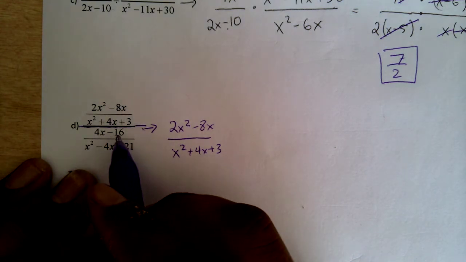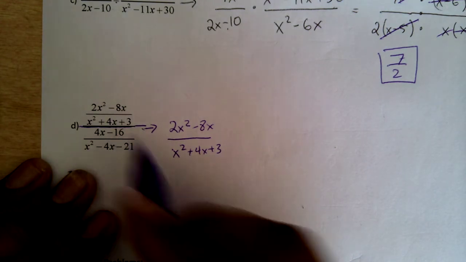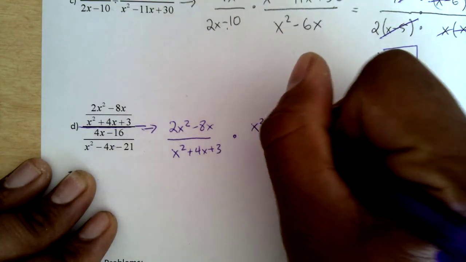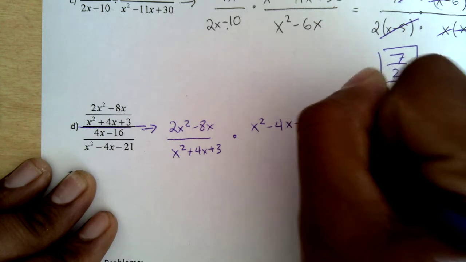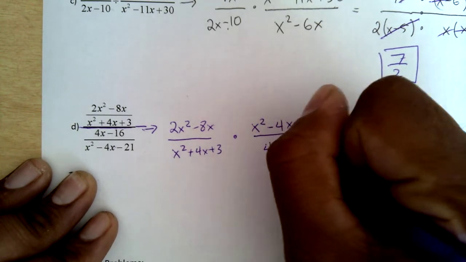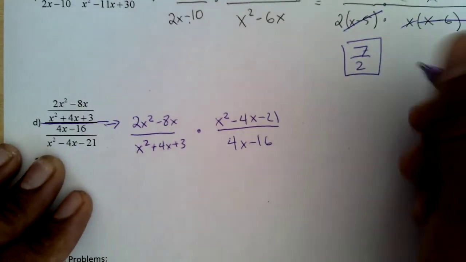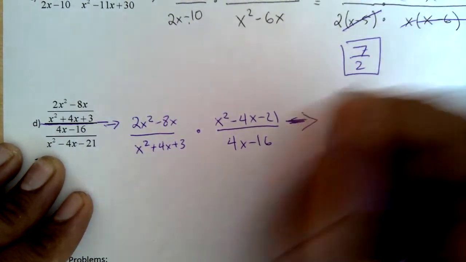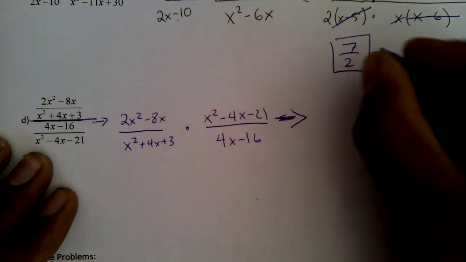So if you remember our keep, flip, switch, I'm going to turn this to multiplication and flip it upside down like so. And I'm going to factor. All right, so I'm going to draw an arrow here because, yeah, it is equal, but we're going to start changing some stuff. So factor this.